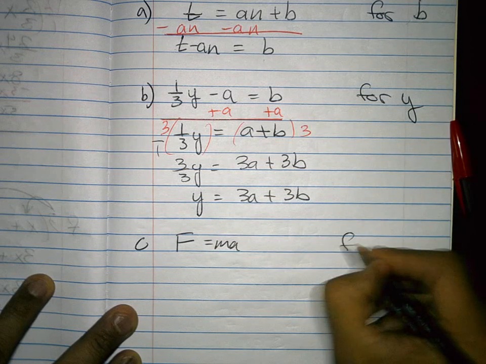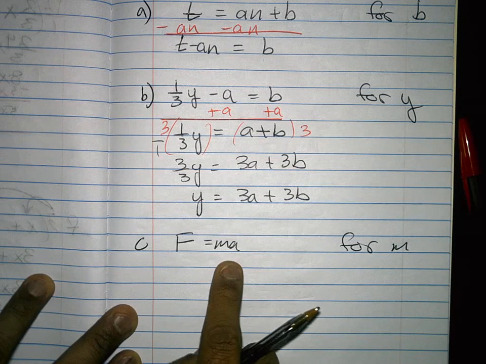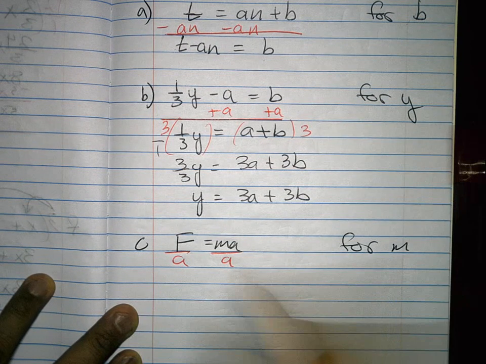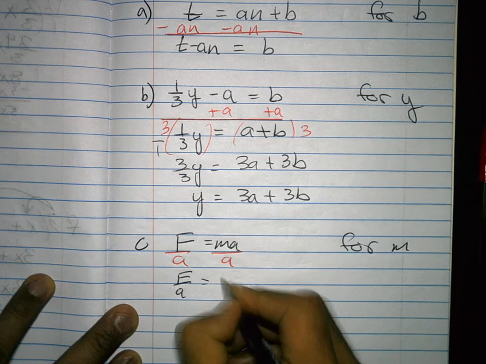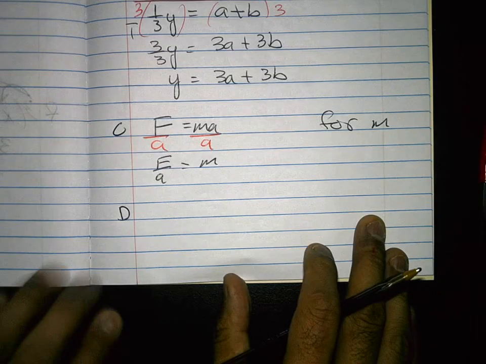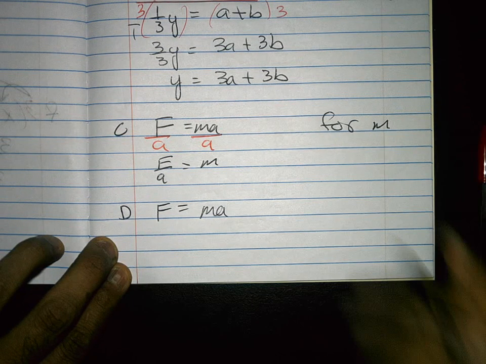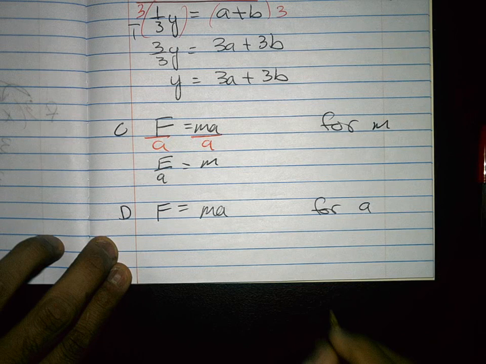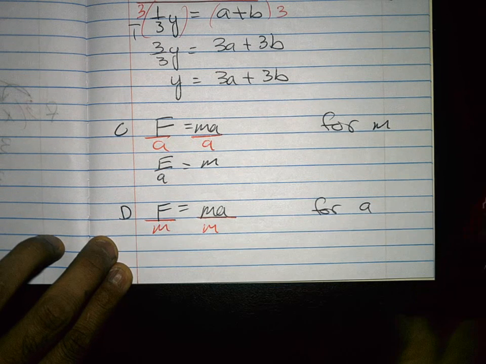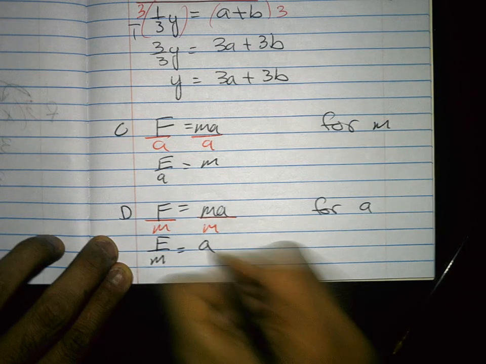And we're going to solve this one for the m value. Those two are being multiplied. If I write two numbers next to each other, or two letters, I'm just going to divide by a. So we get f over a equals m. And then d, which is very similar to that question. But this time we'll solve for the a. So in this case, I'll divide by m. Get f over m equals a.